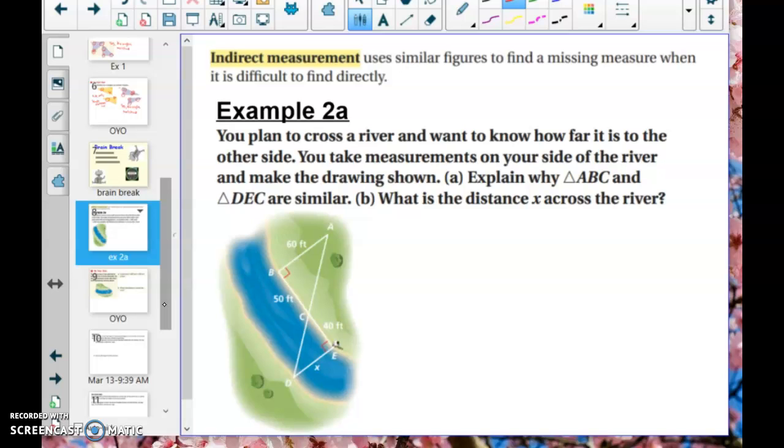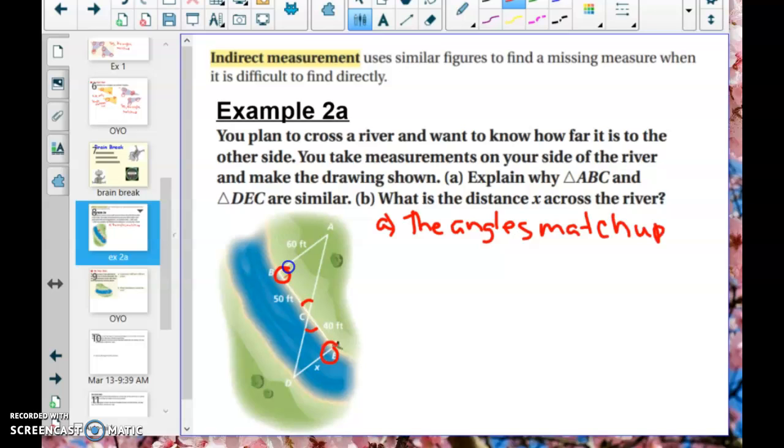Well, I can see that angle B here and angle E match up. I also see that this angle here and this angle here would be vertical angles to each other, so they have to match up. And that means that angle A and D also have to be congruent, because if you have two angles that match up, then all three have to match up. So I would say the angles match up.